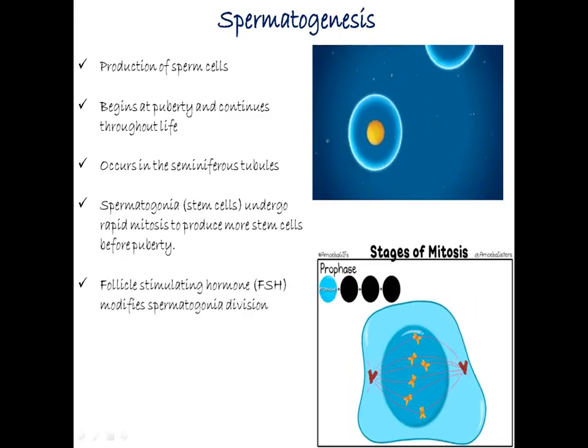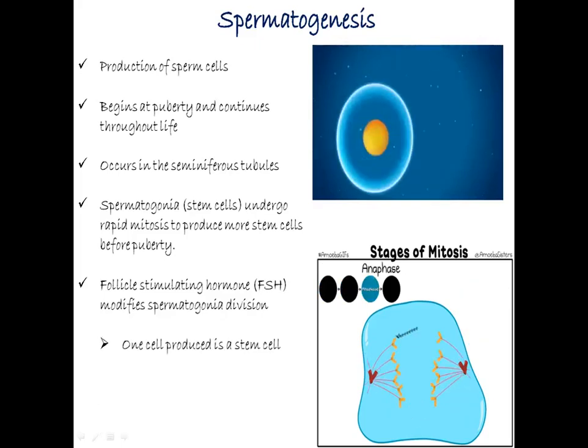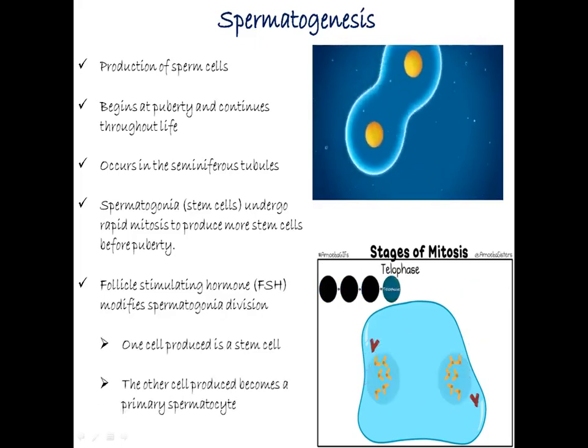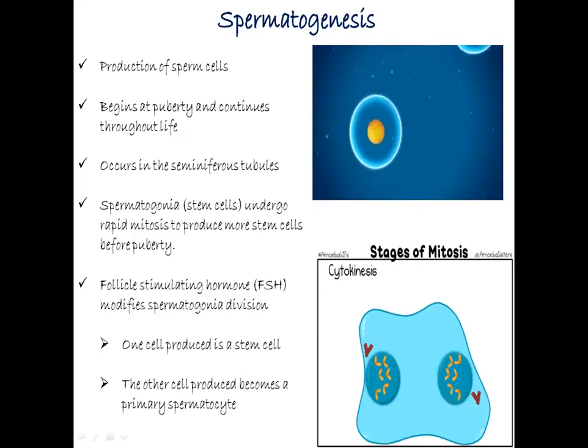Follicle stimulating hormone modifies the spermatogonia division. One cell produced remains a stem cell, and the other cell produced becomes a primary spermatocyte.